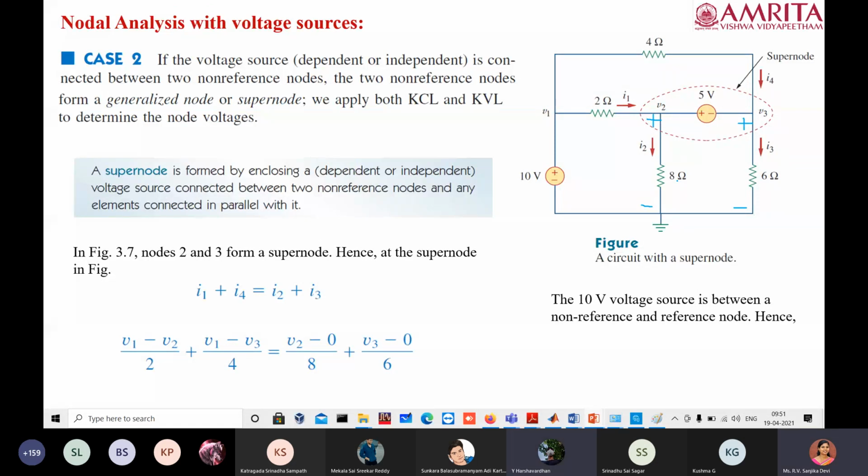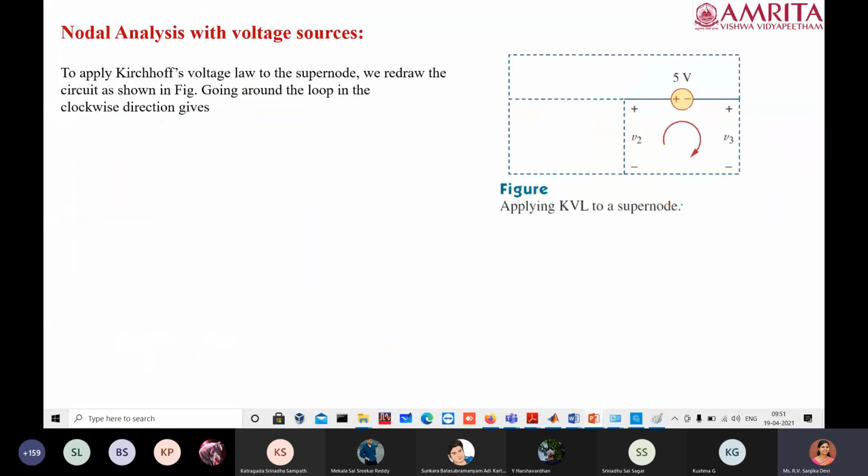Now V2 and V3 are already fixed. For writing a KVL, we have to go in one particular direction. We assume we are going in the clockwise direction. The convention we are following is that from the terminal where we are exiting, we take that to be the polarity. So it is V2 minus 5 minus V3 is equal to 0.